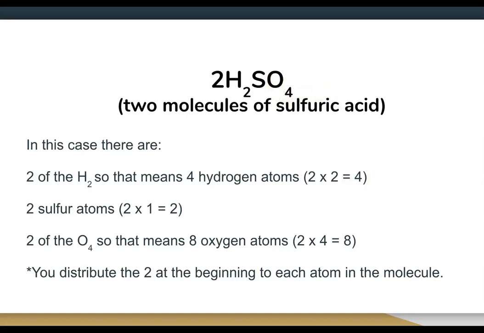So what does that mean for the number of atoms? The 2 H2s gives us a total of 4 hydrogen atoms. The 2 at the beginning times the 2 subscript, so that means 4. There are 2 S's. That means a total of 2 sulfur atoms. The 2 at the beginning times the 1 subscript. 2 times 1 equals 2. And lastly, there are 2 O4s. So that means a total of 8 oxygens. We take the 2 from the beginning of the molecule, because there's 2 molecules, and then we multiply that by 4, the subscript on the oxygen. And 2 times 4 is 8.